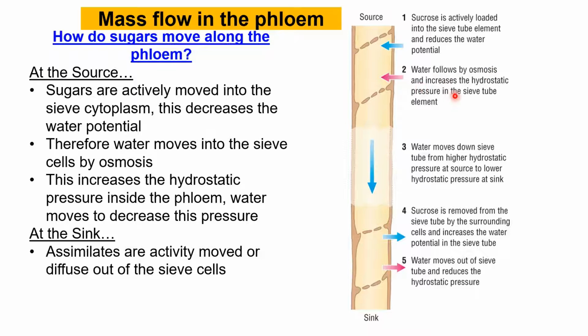Water flows in by osmosis, which increases the hydrostatic pressure in the sieve tube element. Then it moves down the sieve tube from high hydrostatic pressure at the source to low hydrostatic pressure at the sink. Then sucrose is removed from the sieve tube by surrounding cells, which increases the water potential in the sieve tube, and then water moves out of the sieve tube, reducing hydrostatic pressure. So you can use these points for your notes.